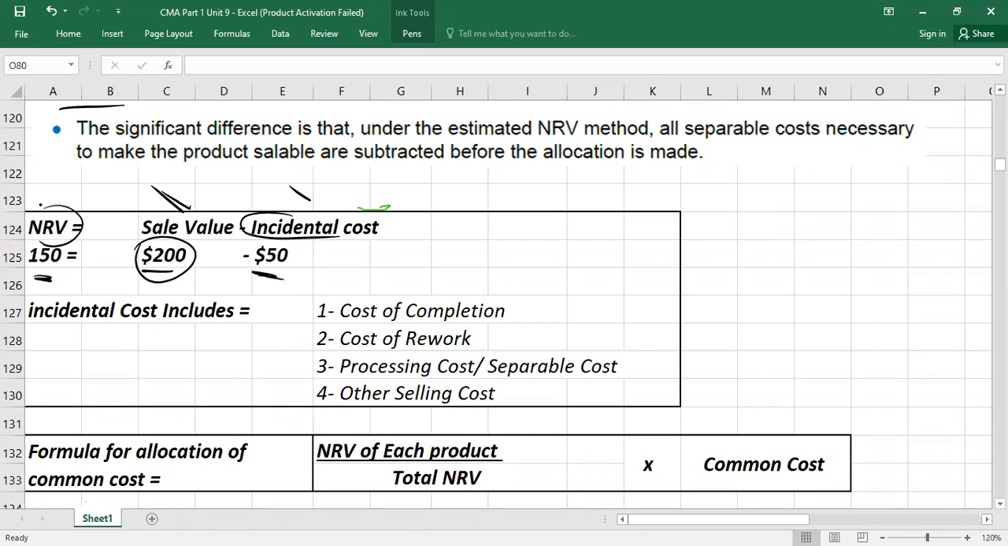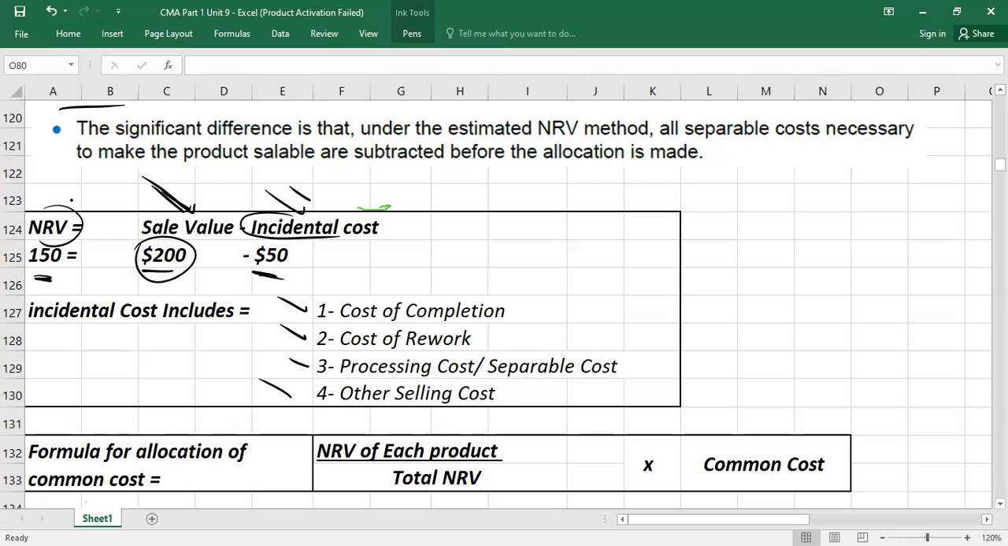Same in joint cost allocation. When you are selling the product, you will get a sale value, obviously given in the question. Then you have to deduct the incidental cost, which might be given in the question with the following names. Incidental cost could be given as cost of completion. Maybe your product is not yet completed. To make it saleable, you have to complete it first, so you will incur the cost. It could be given as cost of rework, or as processing or separable cost, or as any other selling cost like marketing, commission, etc. Understood? So this is called NRV.